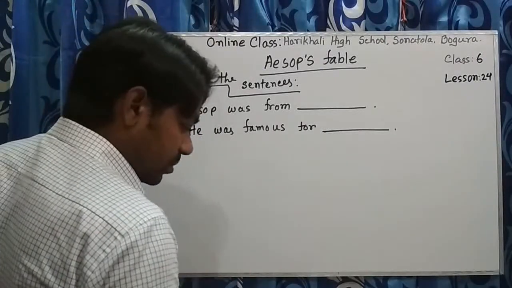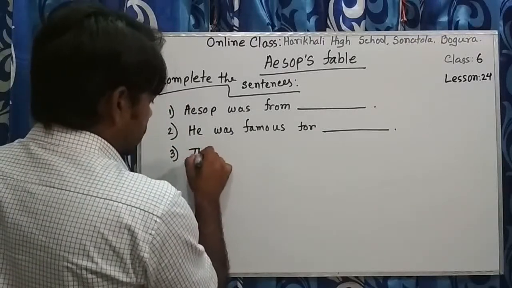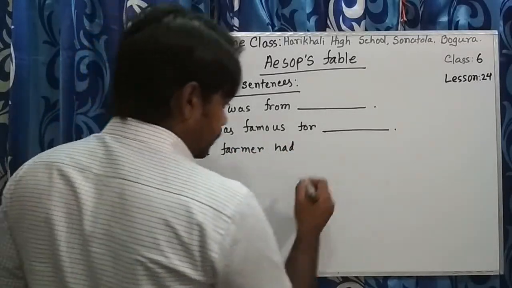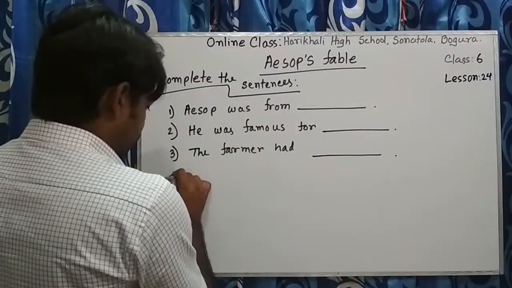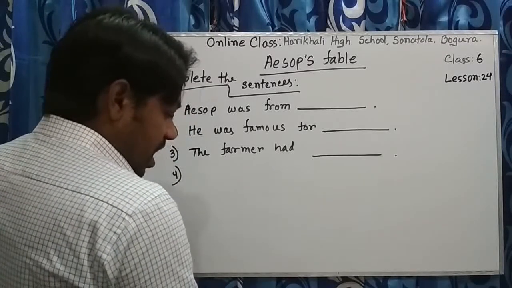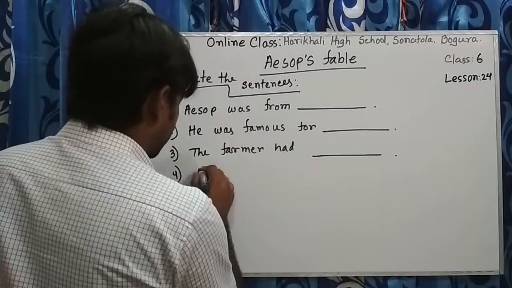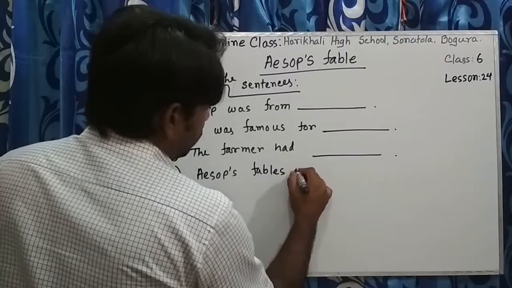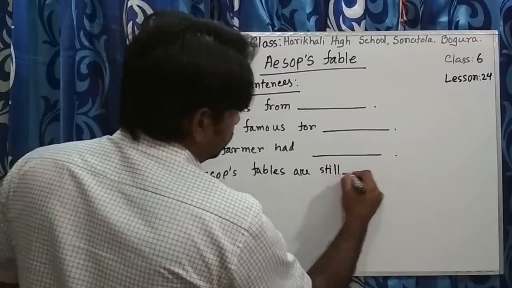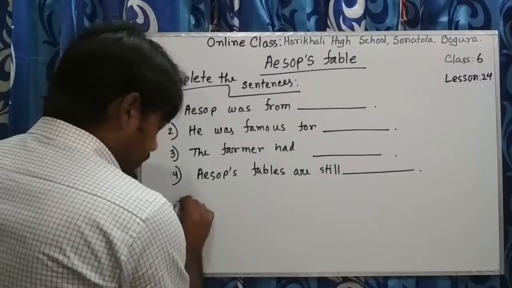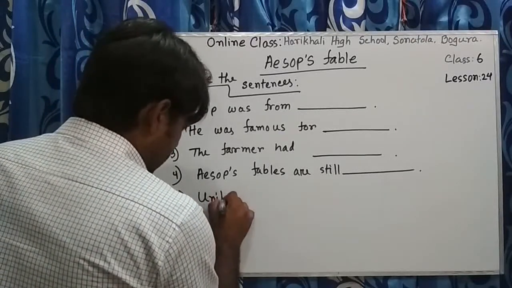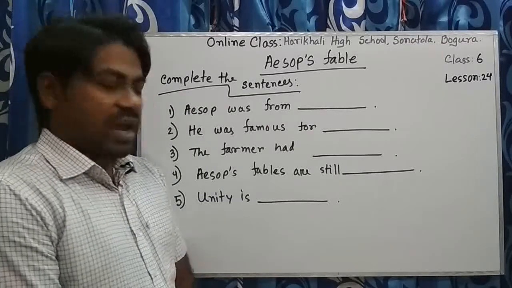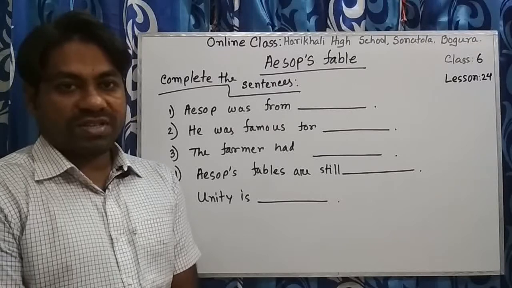Number 3. The farmer had. Aesop's fables are still. Number 5. Unity is. Your time is 5 minutes. Within 5 minutes, you will complete these sentences. Okay?